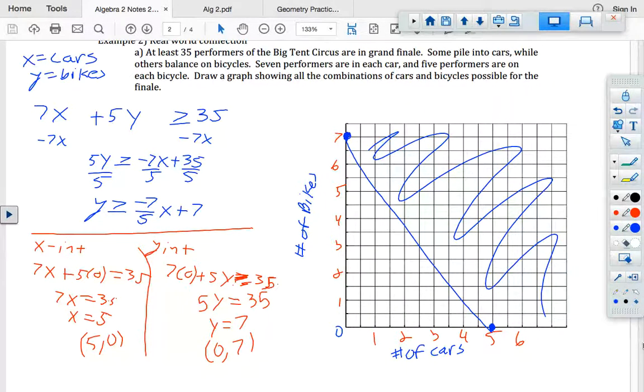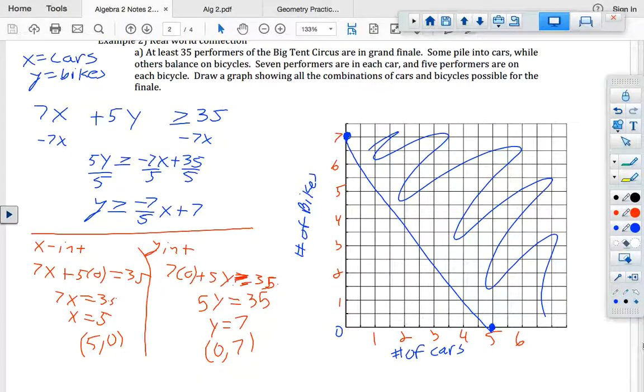Now it says showing all the combinations of cars and bicycles possible for the finale. What that means, and this is what happens on the Keystone, guys, is they'll ask you to tell me some combinations of the bikes and the cars, how many there could be. If I go by the line, I can see that with, let's say, 1 car, 5 bikes, about. Or I can choose any value in the shaded area. I can go here and say 3 cars and 4 bikes. And that'll be how many people I can have.